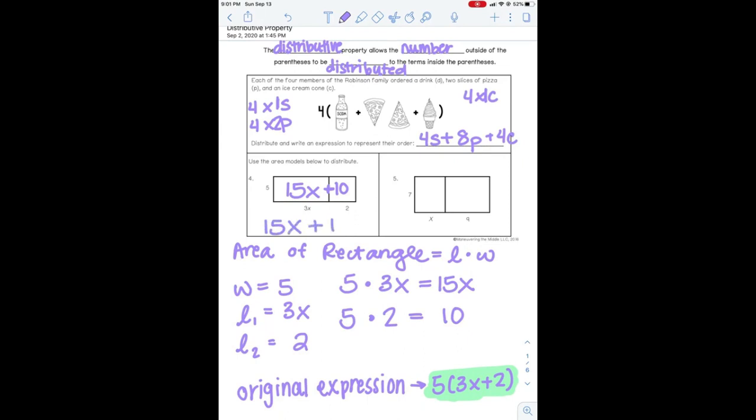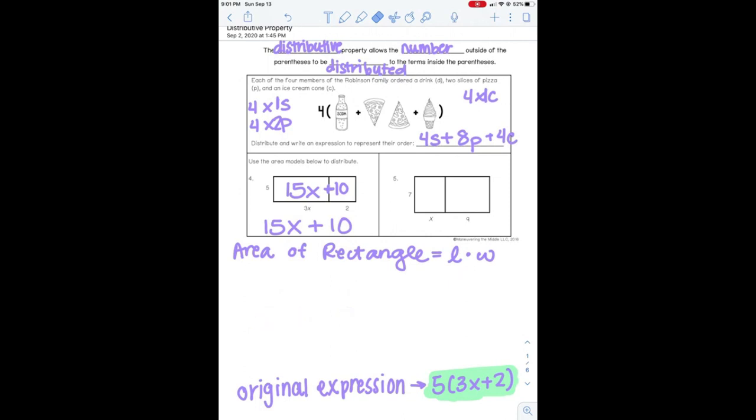So right now, I want you to try to do number 5 by yourself, okay? And I want you to see if you can find the original expression. So I want you to try to do that on your own. And go ahead and pause the video and do that.